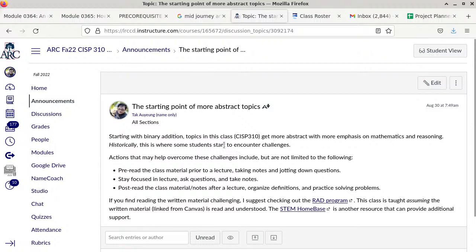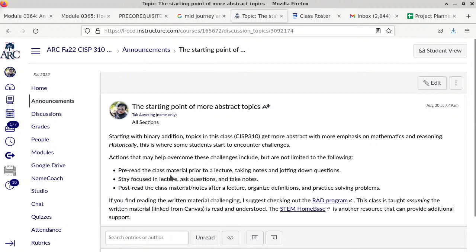All right. So historically, this is where some students start to encounter challenges, not because they are lacking in terms of intelligence. It's mostly because they did not come prepared. That's the biggest issue that I can see. So there are some actions that anyone can take to help overcome these challenges.